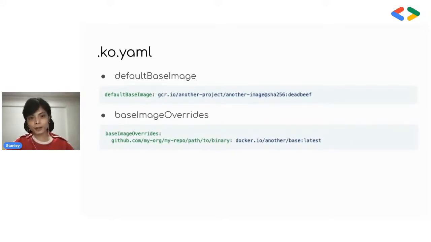The first option available is the default base image, which can be useful if we want to switch out the distroless default base image with some other specific image that fits our requirements better. And we can even do this for every single binary that our ko cluster uses, by specifying the path with which the base image we want to use.